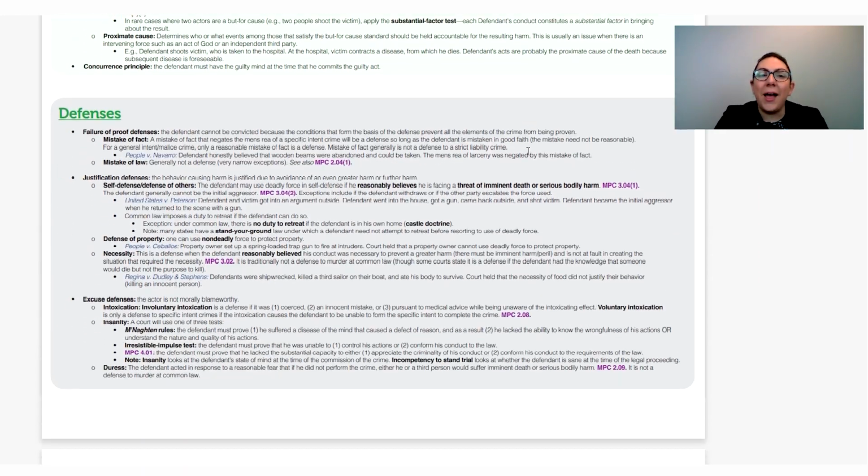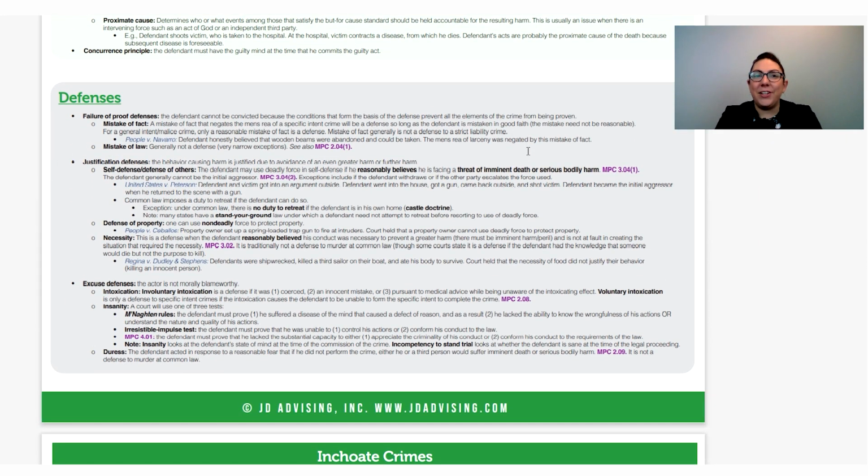All right, now we're going to talk about some defenses that a defendant could raise. And there are three categories of defenses. Failure of proof defenses, which argue that the prosecutor cannot prove one or more elements of the offense. Justification defenses, where the defendant is saying, yes, I did it, but my conduct was justified. And excuse defenses, which say, yes, I did it, but my conduct should be excused. It wasn't criminal conduct because of some excuse. So your defenses generally fall into these three categories.